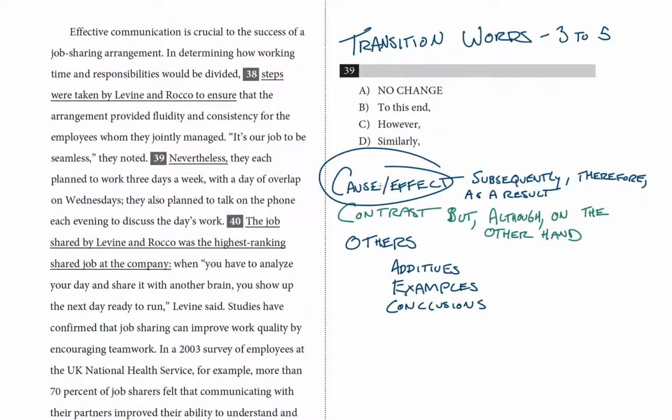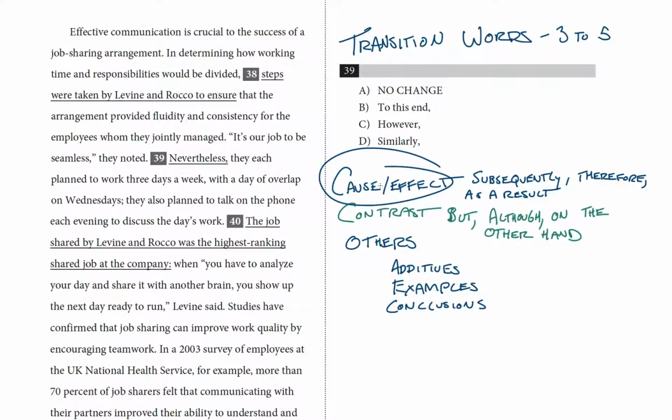It's important to be flexible, because all things being equal, the transition I'm looking for probably won't show up in the choices. So we just want to match category to category. With our prediction made that we're looking for a cause and effect transition, let's head over to the choices. Okay, A, no change, which is nevertheless. To this end, however, similarly. These are our choices. Let's cut them down to size.